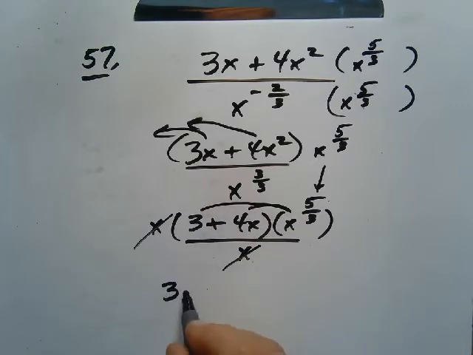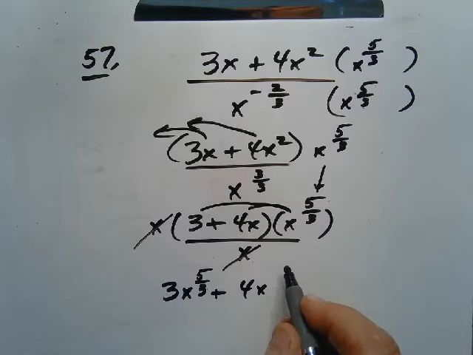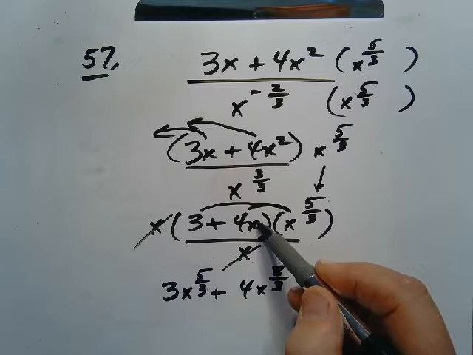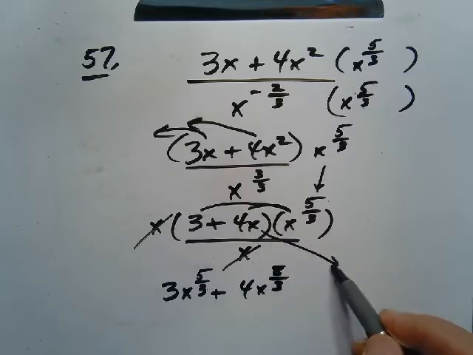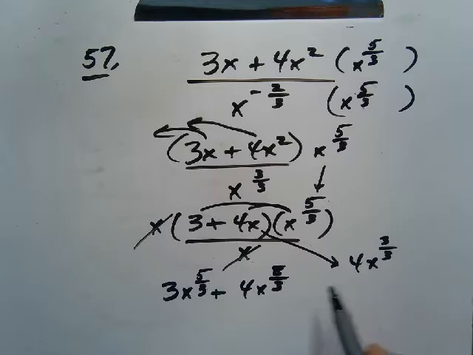This is 3 times x to the 5/3 plus 4 times x to the 8/3. How did I get 8/3? Well, I need to have a common denominator. This is actually 4x to the 3/3, right? 3/3 is the same as 1. So the 3/3 plus the 5/3 gives me 8/3.